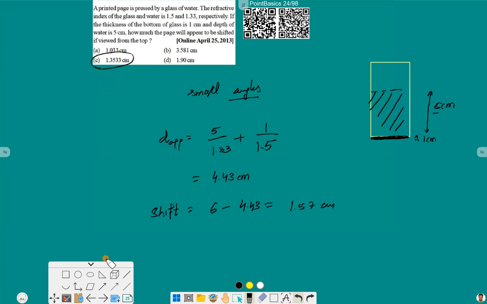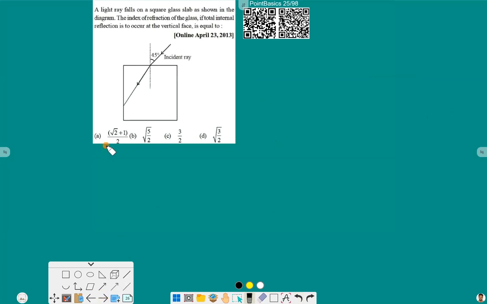So let us move ahead. A light ray falls on a square glass slab as shown in the diagram. The index of refraction of the glass, if total internal reflection occurs at the vertical face, is equal to. So we have to find what the value of the refractive index will be, so that at this point we are having total internal reflection.